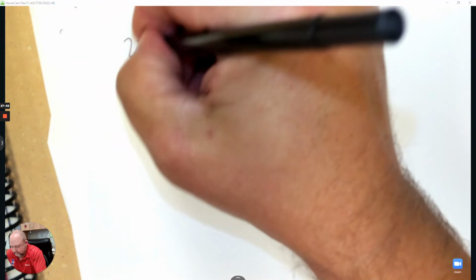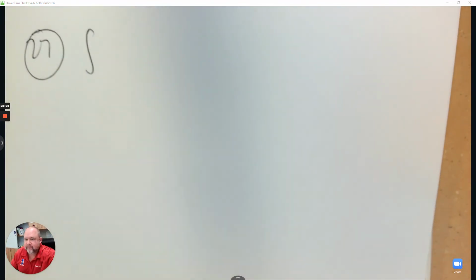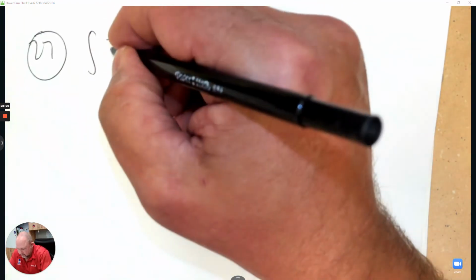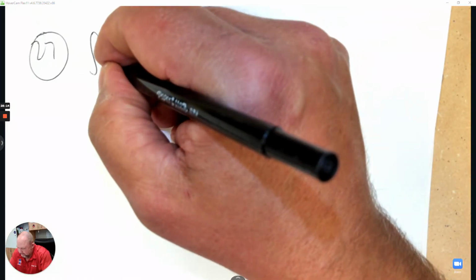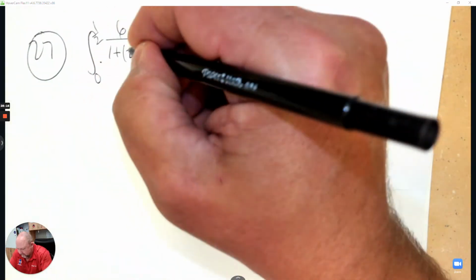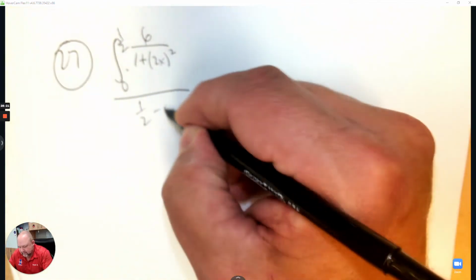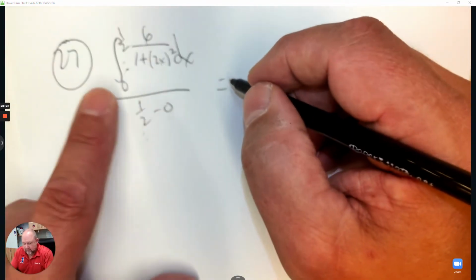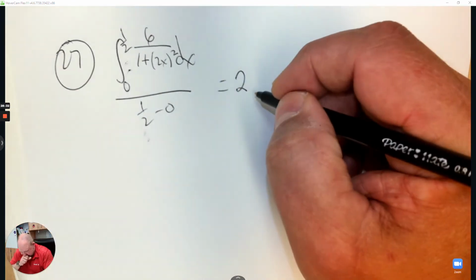Next, 27. Find the average value. Average value is an integration question. And we're integrating 6 over 1 plus 2x squared. And then the bounds go from 0 to 1/2. And then I divide, I could have written this out a little bit better, by the difference of the bounds. So there you go. It's an integration question. Divide by the difference of the bounds. 1/2, take away 0. When I divide by 1/2, it's really times 2.